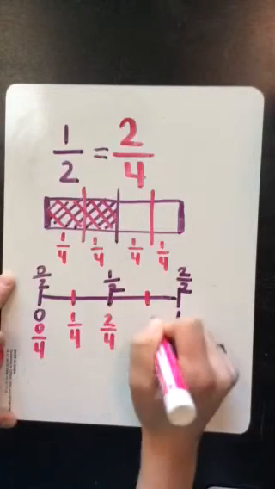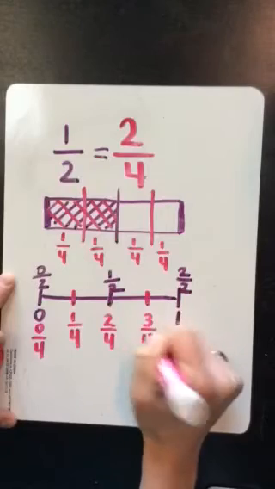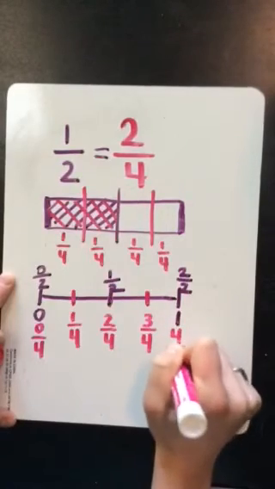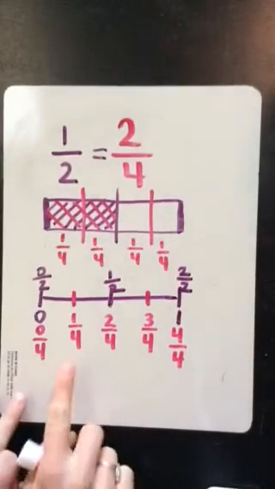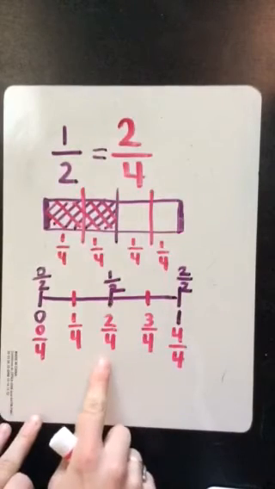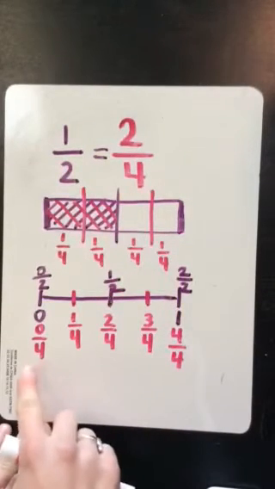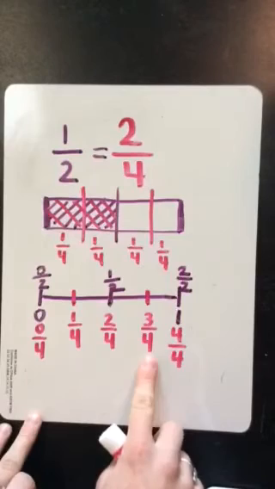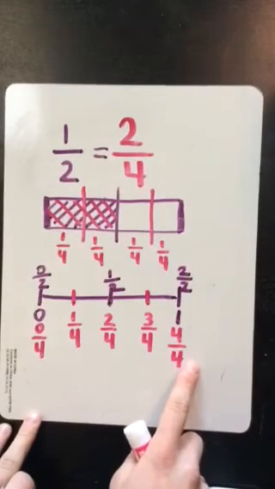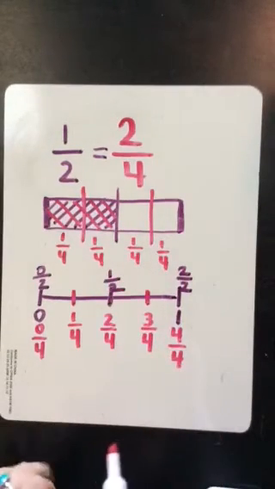2/4, 3/4, 4/4. Be careful, some of you have skipped this one when you're labeling your fourths and you write 0/4, 1/4, 2/4, 3/4. But that doesn't make sense. We need to make sure we label this.